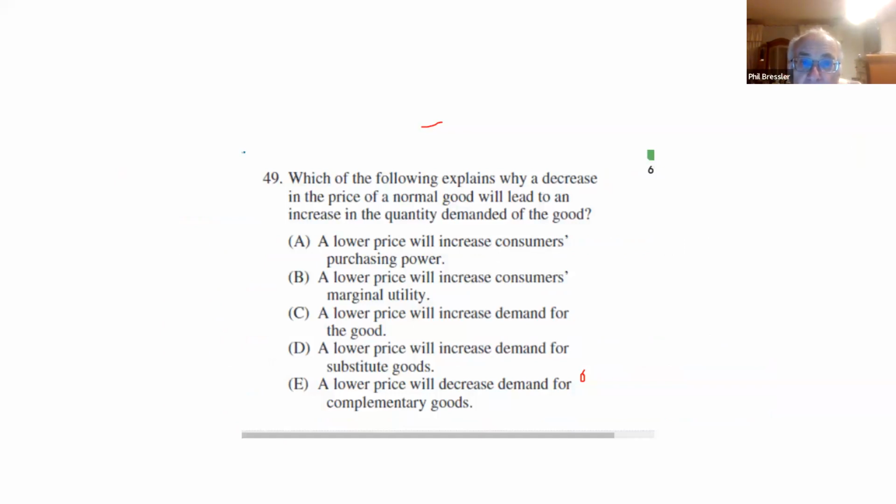That was question 55. I think it makes it a little harder because they kind of asked you something there. Which of the following explains why a decrease in the price of a normal good will lead to an increase in quantity demanded? All right, so I'm going to look at this while people answer.